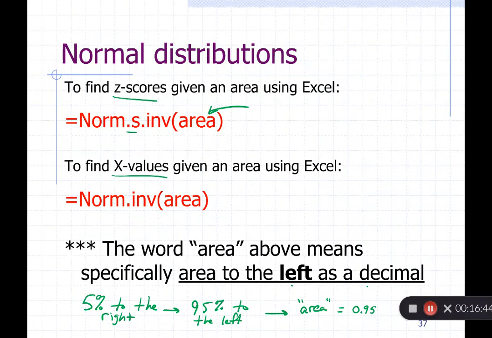Okay, so the norm.inverse functions, with or without the .s, give you, so this equals a z-score, and without the .s, this equals an x value. The norm.inverse functions give you z-scores and x values. Okay, we could do one more of these.